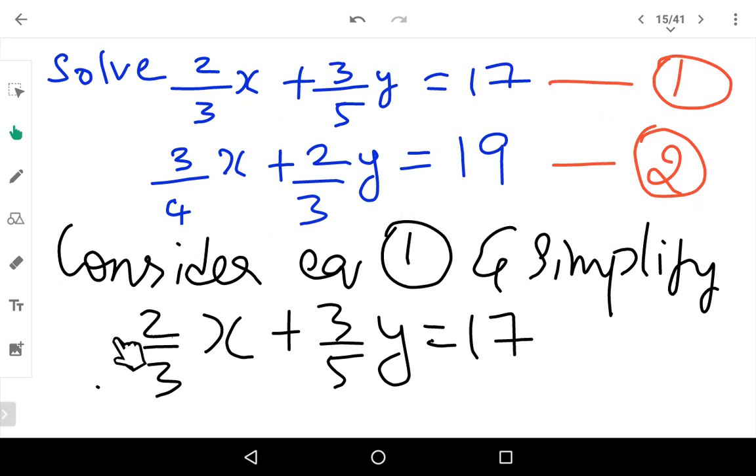Okay. So first let us consider equation number 1 and we will simplify. What is equation 1? 2/3 x plus 3/5 y is equal to 17. So this is the first equation we have considered. Now, if you see the coefficients, you have 2/3 and 3/5. So we can take the LCM of 3 and 5 and then we can simplify this complete expression.